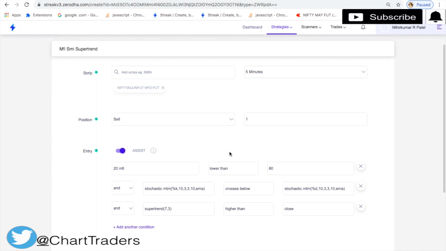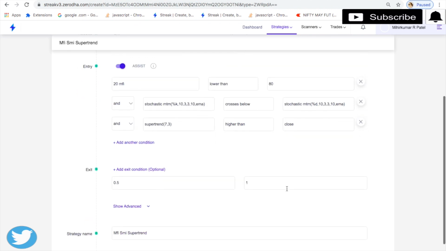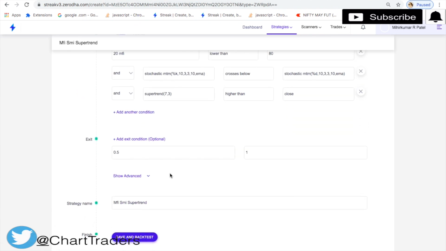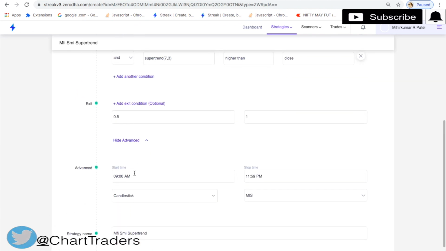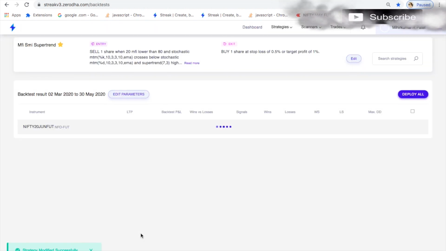I want to sell one lot when the 20 MFI is lower than 80, this cross below, that is our main condition, the percentile K crosses percentile D, and Supertrend is higher than close, meaning close is lower than Supertrend. Exit condition 0.5 and 1. In advanced, you can set start time, end time, chart type here: candlestick, Renko and Heikin-Ashi, and MIS order. Okay, you just give the name, save and backtest.